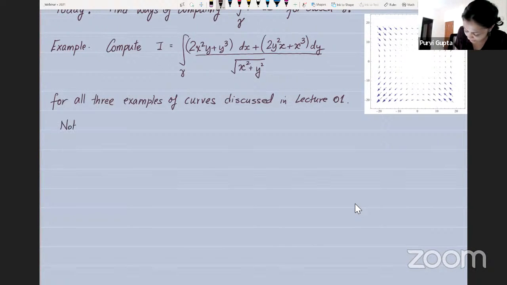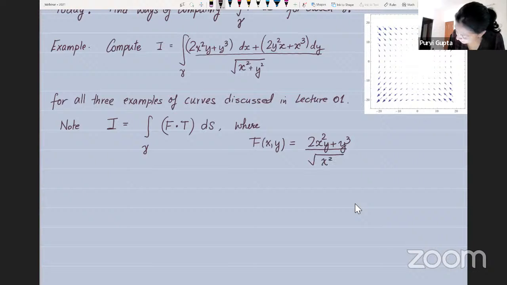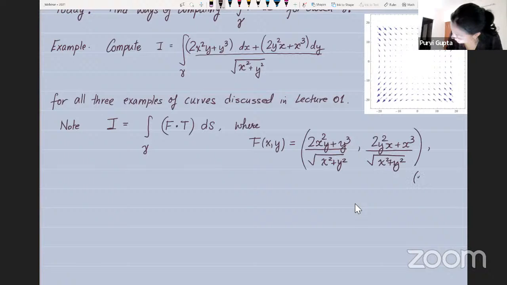So let us note that capital I is, at the end of the day, the integral of a vector field along this curve. What is my vector field hidden over here? f of x comma y, in the first coordinate, is (2x²y + y³) divided by the square root of x² + y², comma (2y²x + x³) divided by the square root of x² + y². And of course, here we are implicitly assuming that we are not on the origin, because there this vector field is not well defined.